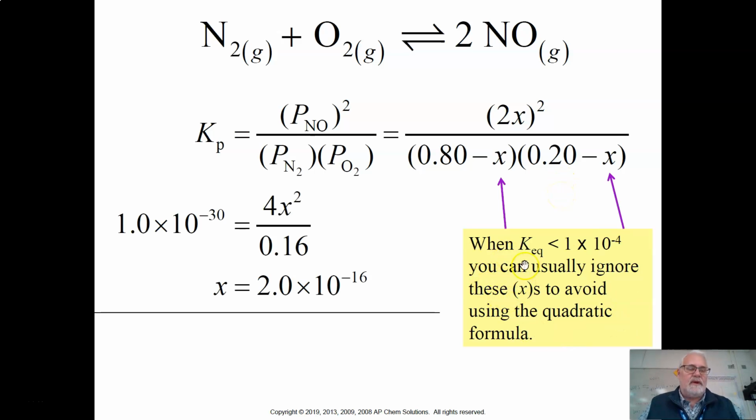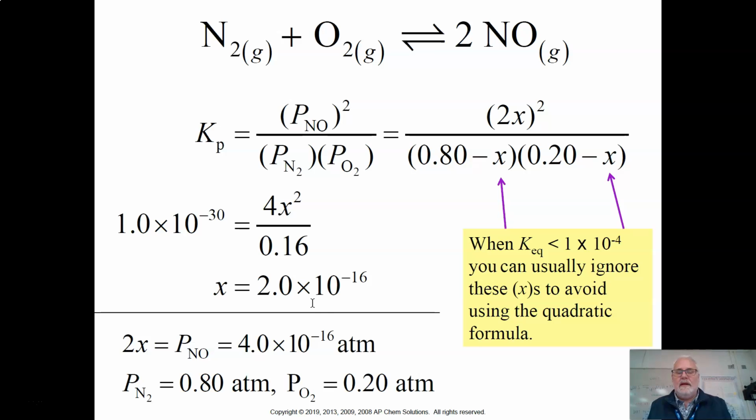So you can go ahead and write that in there if you want, because remember our cutoff point was less than 1 times 10 to the minus 4th. Then we can ignore it. So with a really small Kp, you're just plugging that in. You're just doing a little math to clean that up. Multiply those two, you get your 0.16. Crunch the numbers in your calculator, and you get x equals 2.0 times 10 to the minus 16th.